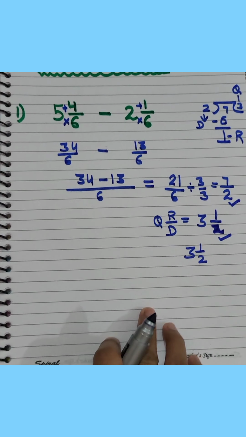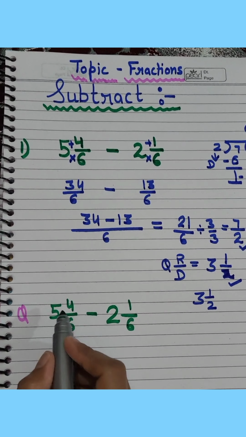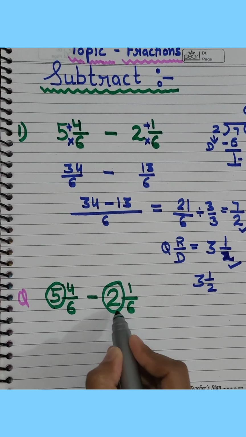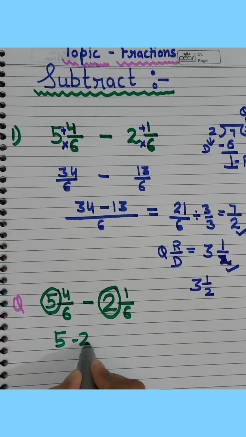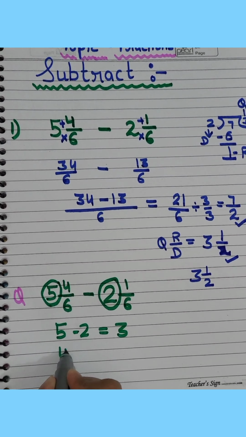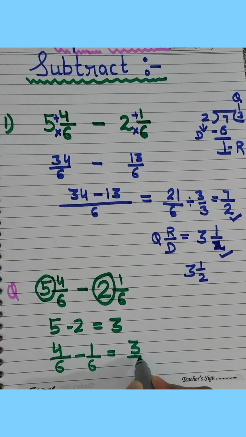We have a short trick also to subtract. Now, follow the short trick. In the short trick, what we will do, we will take the whole numbers first. This is the whole number. Now 5 minus 2, that is 3. And now subtract the fraction from the fraction. So 4 by 6 minus 1 by 6, that is 3 by 6.